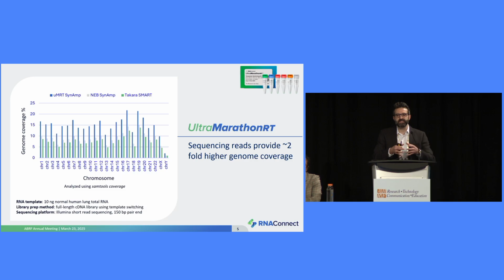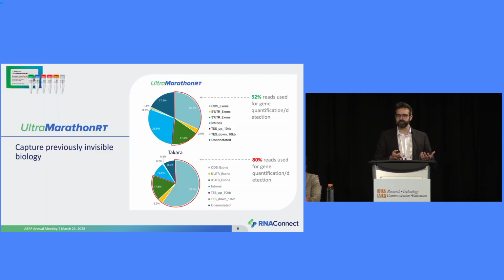Those estimates are based off of data that was obtained by using traditional RT enzymes. And the results that we found do agree with that. However, when using UMRT, we're getting genome coverage of 15%, 20%, even more. So what is UMRT seeing that these other RTs are not?